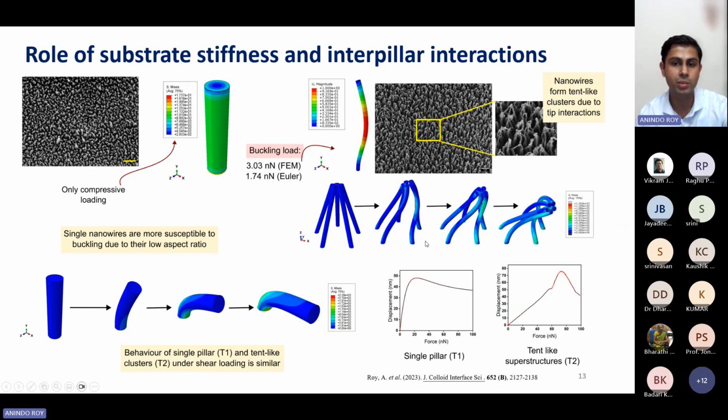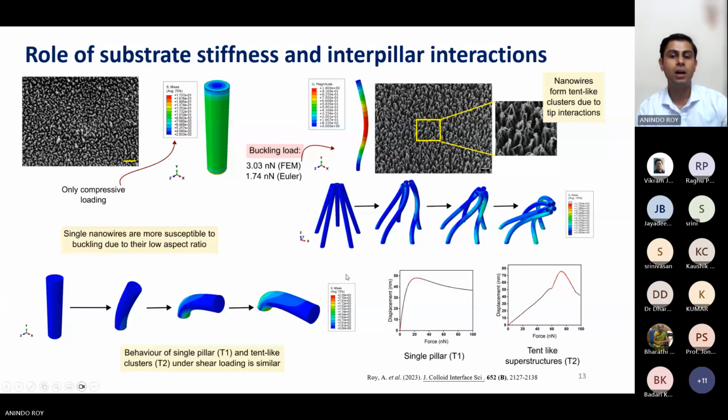We also simulated their behavior under shear forces for both the topographies. And if we plot the force versus displacement curves for these two topographies, we will notice that their behavior under forces experienced by a single pillar, which would be obviously lower than 20 nanonewtons, are actually comparable. They are actually very similar.